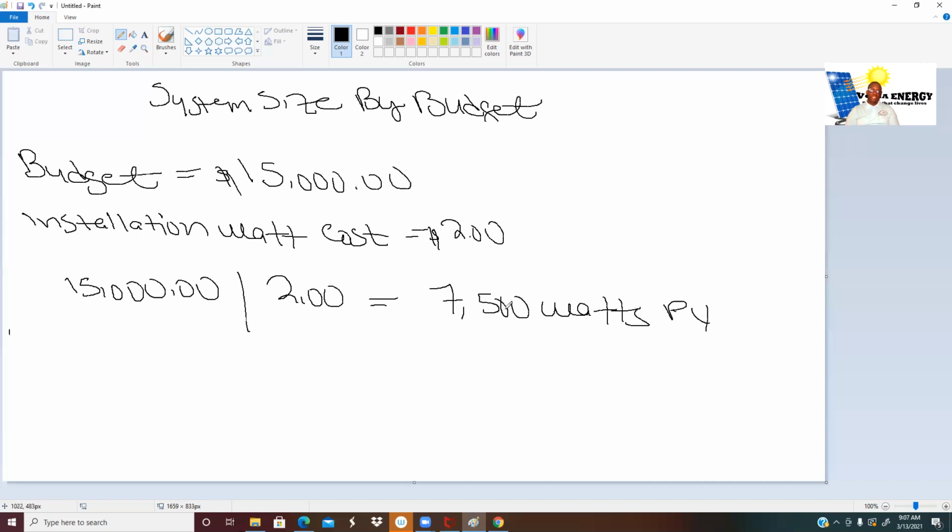All right, now we have to change this to kilowatts. To change it to kilowatts, all you have to do is divide 7,500 by 1,000, which will give you 7.5 kilowatts. 7.5 kilowatts multiplied by the location kilowatts hour of 1,413.